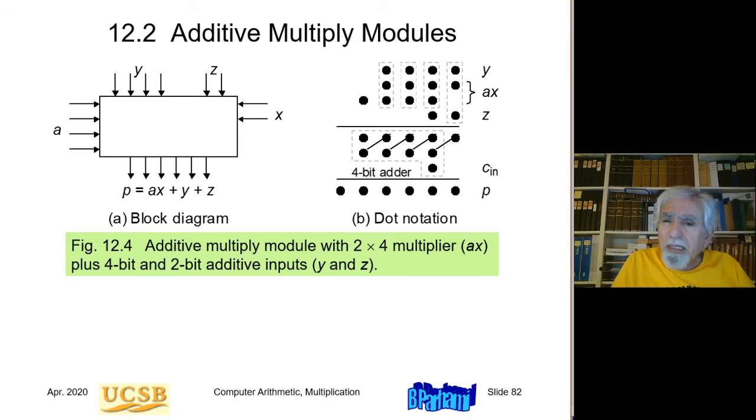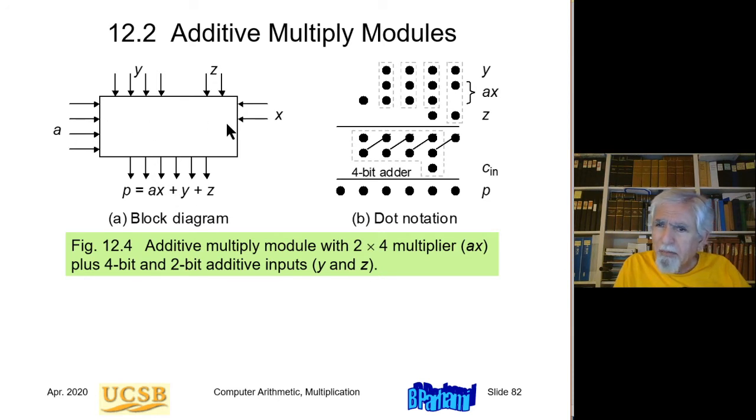Okay, now the second topic that I will discuss in this lecture is the notion of additive multiply modules. So what is an additive multiply module? Schematically, it is shown in the diagram on the left. There's a box that receives A, in this example 4 bits, and X, in this example 2 bits. These are called the multiplicative inputs. So A is multiplied by X. That's why they're called the multiplicative inputs. And there are two additive inputs, Y and Z. And this box computes A times X plus Y plus Z.